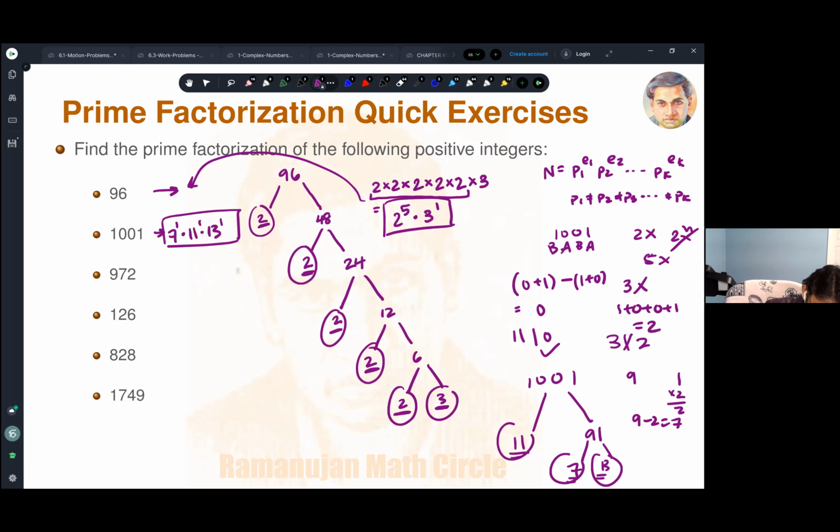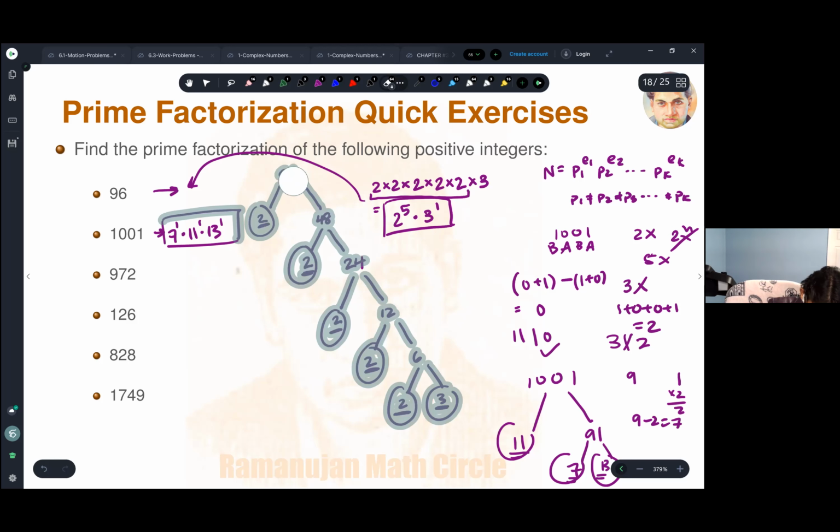Okay, so I'm going to erase this portion over here so that we have enough space to do the next questions.